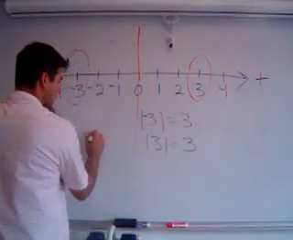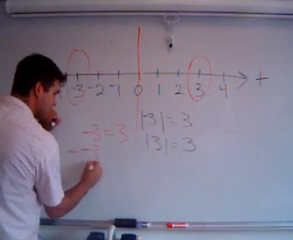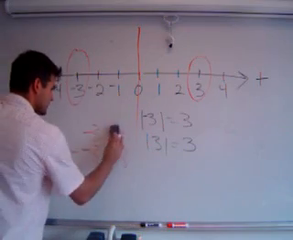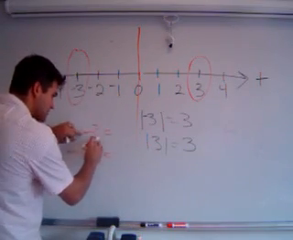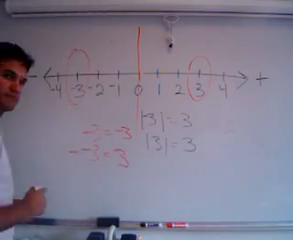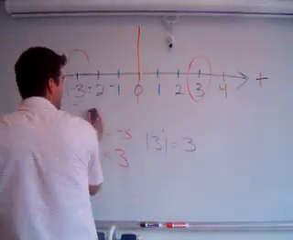Sorry, wait a minute. The opposite of 3 is negative 3. The opposite of negative 3 is 3. Does that make sense? I'm moving a little quickly, I know. Sorry. All right, now.